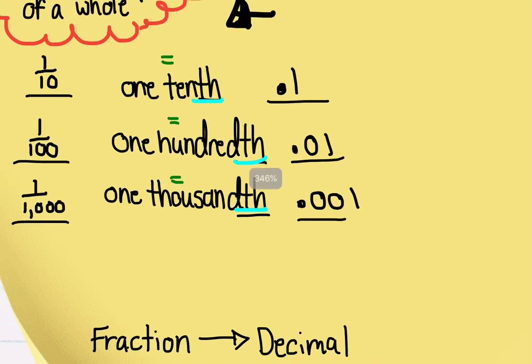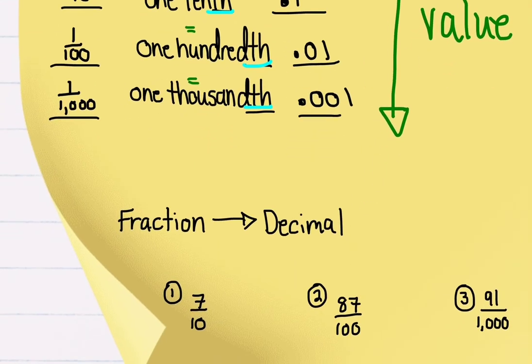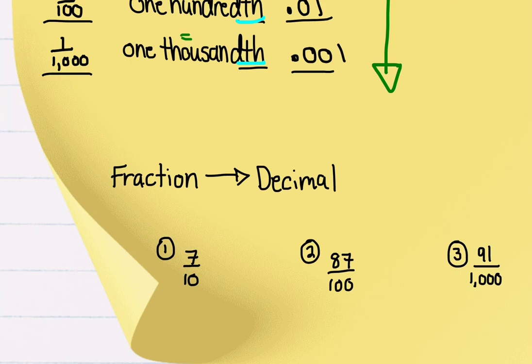Another key thing is as we're moving our way down, our numbers are getting larger, like bigger, but the value is also decreasing. So whenever you have a decimal number, just because it's a big or a long number doesn't mean it's worth a lot. Now below here, we're going to talk about going from a fraction to a decimal.